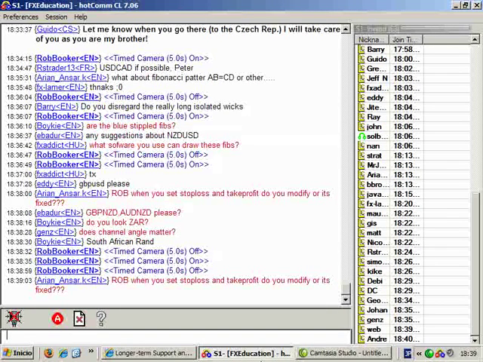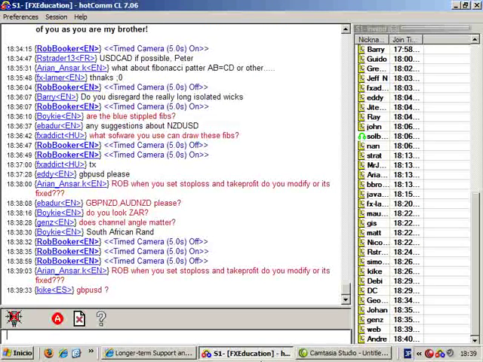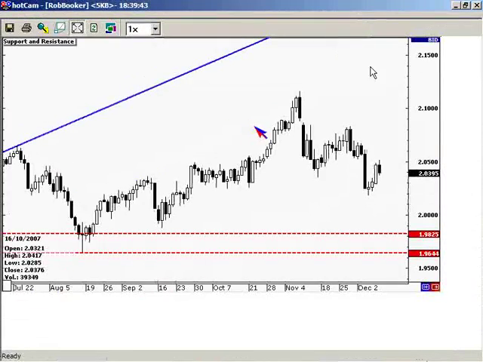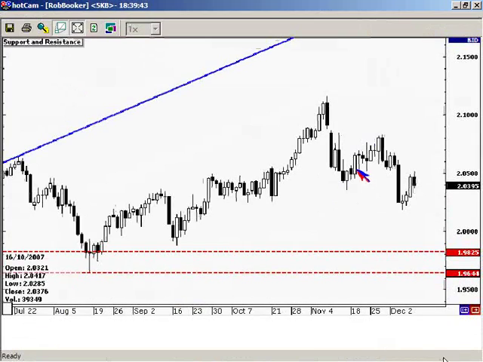I'm going to look up the pound dollar. There's no chart yet, but when we have it up, I'll let you know. And that's the daily. Okay, there should be a chart open now. Let's take a look at the daily.